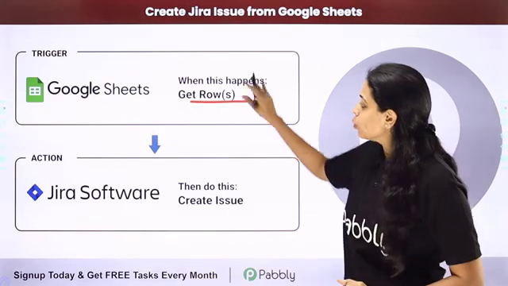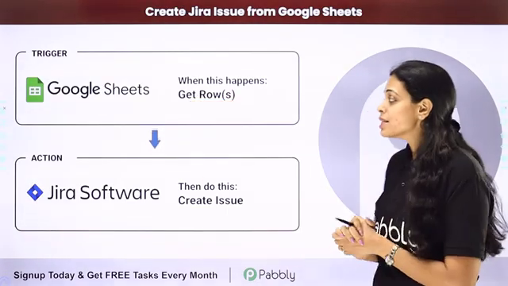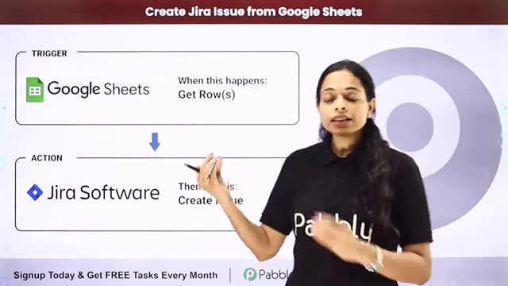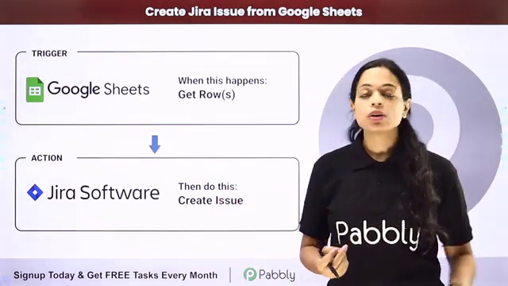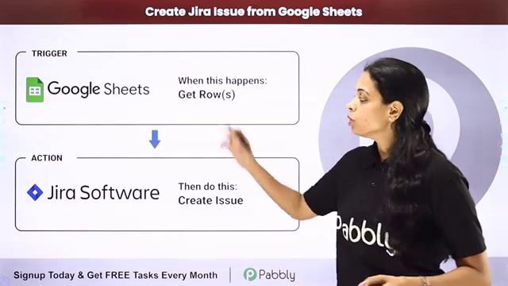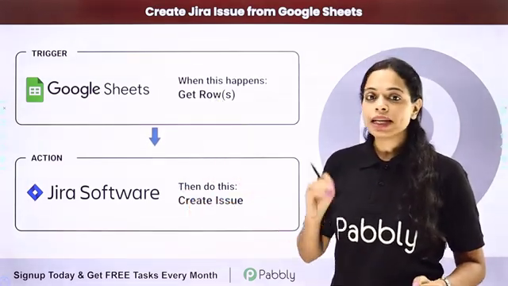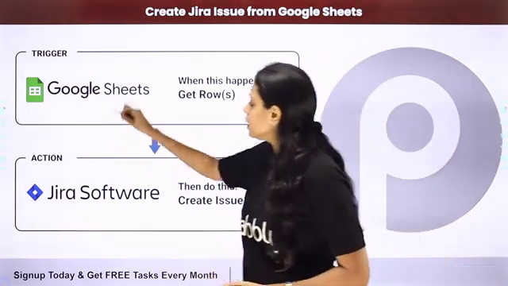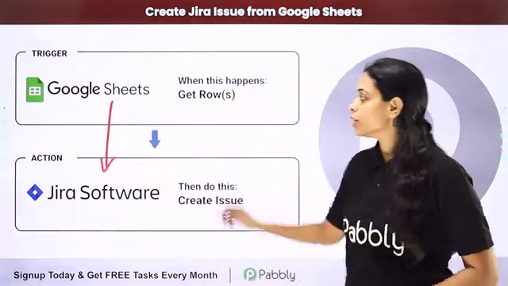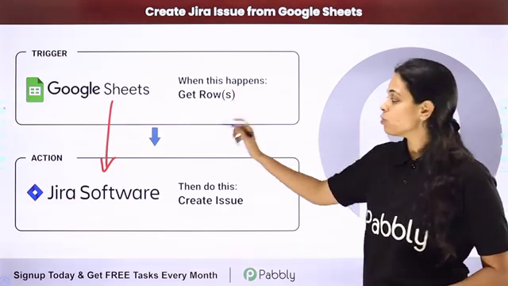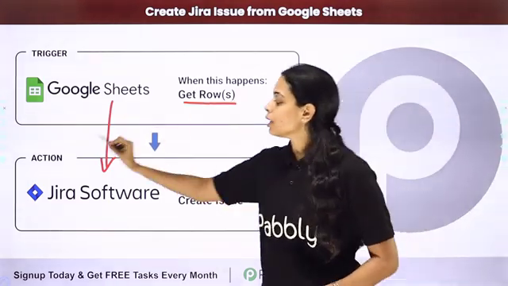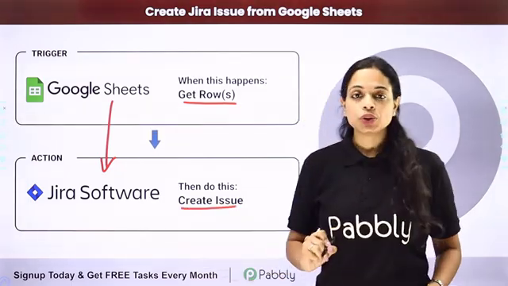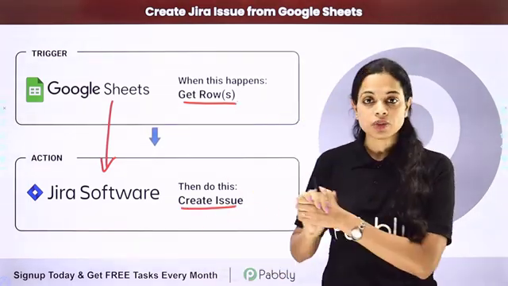And the last one, which is by far the best, is if you have some data in your Google Sheet and with that data you wish to create, update or delete an issue, you would be able to do that without any wastage of time or without using extra assistance. So you will be integrating the two applications. Here your trigger application would be Google Sheets, where you would be using Get Rows, and your action application would be Jira software, where you would be using Create Issue. So these would be your trigger and action events.